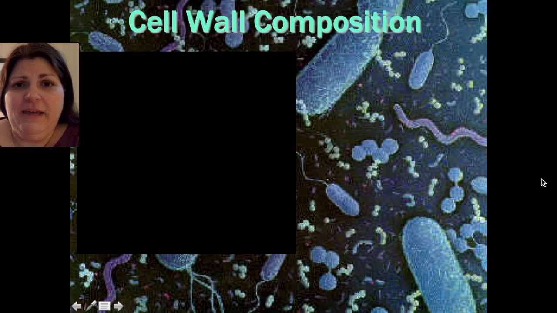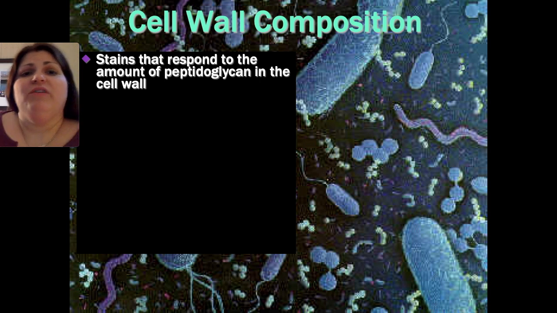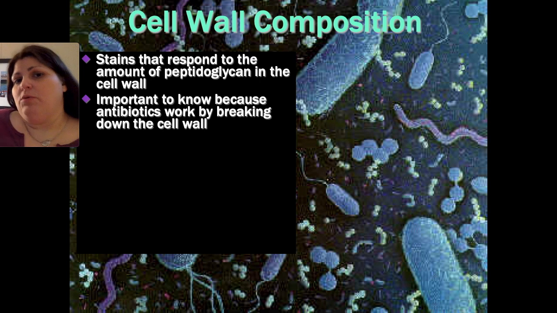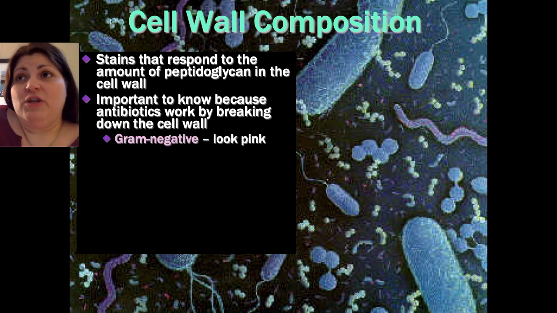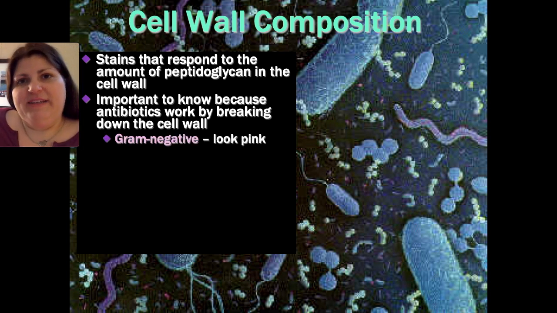That purple or pink tells them about the cell wall composition. So the chemicals used in the gram stain respond to the amount of peptidoglycan there is in the cell wall. That's really important because some antibiotics work by breaking down the cell wall, the peptidoglycan. So by knowing that something is either gram-negative or gram-positive, they know what kind of antibiotic to use.